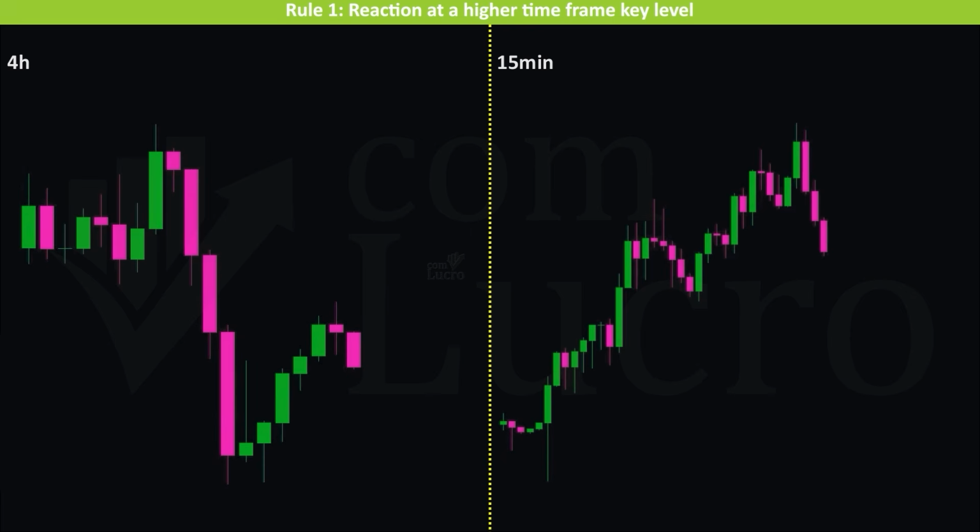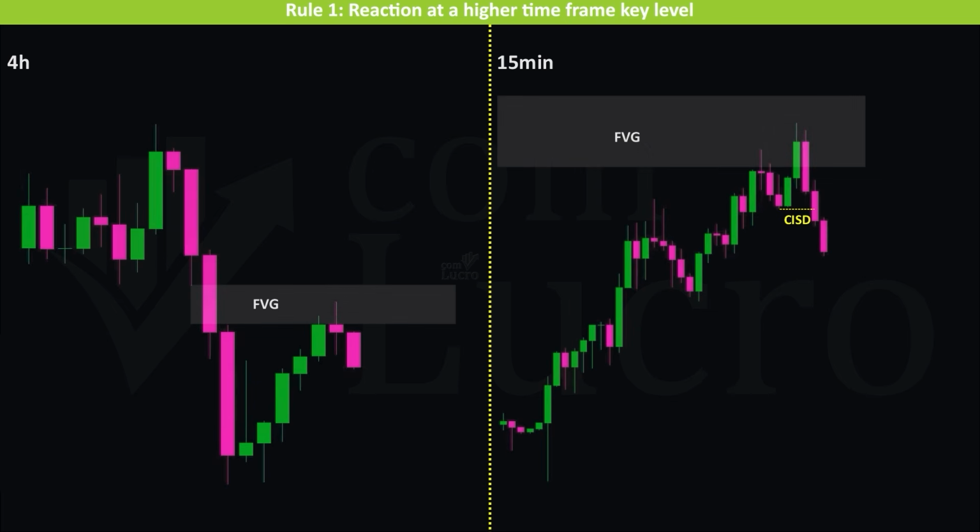To qualify a high-quality CISD and prepare for a strong trade opportunity, certain conditions should be present. Let us now discuss the key factors that enhance the reliability of a CISD pattern. Rule number 1. Reaction at a higher time frame key level. As discussed earlier, CISD represents a shift in price delivery, and it becomes significantly more relevant when it occurs after price interacts with a higher time frame key zone.